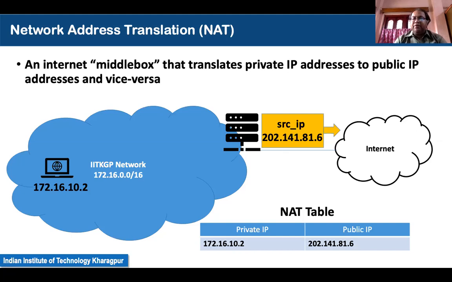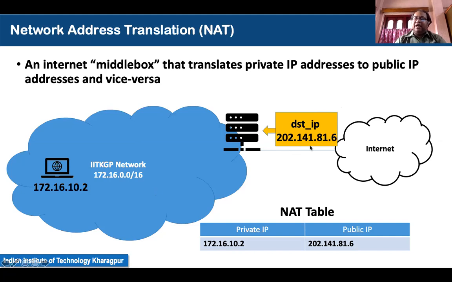That means the source IP was 202.141.81.6. Now, when the target device sends back a reply, it will make this IP the destination IP. So in the reply packet, the destination IP becomes 202.141.81.6. Now, this packet reaches the NAT because this particular public IP is assigned to the IIT Kharagpur network.